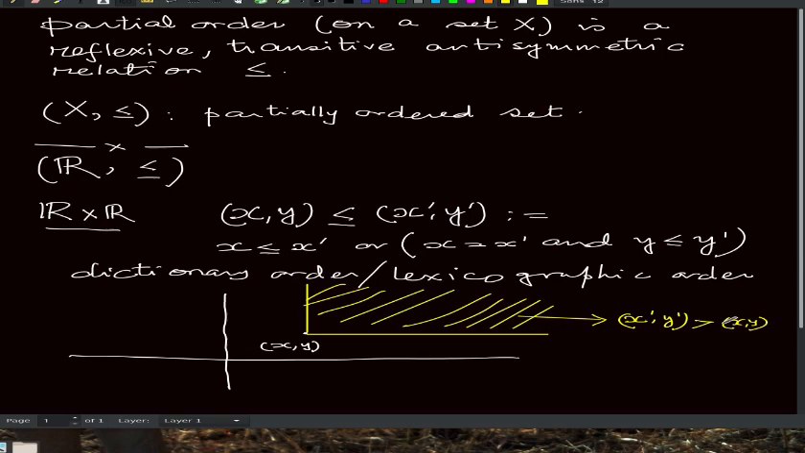Now, R cross R has several other structures. R cross R is a vector space, R cross R has an addition. If you add coordinate wise, under addition it is a group and so on. But when you consider R cross R with this order, you say the lexicographically ordered plane, or you say this is a partially ordered set.